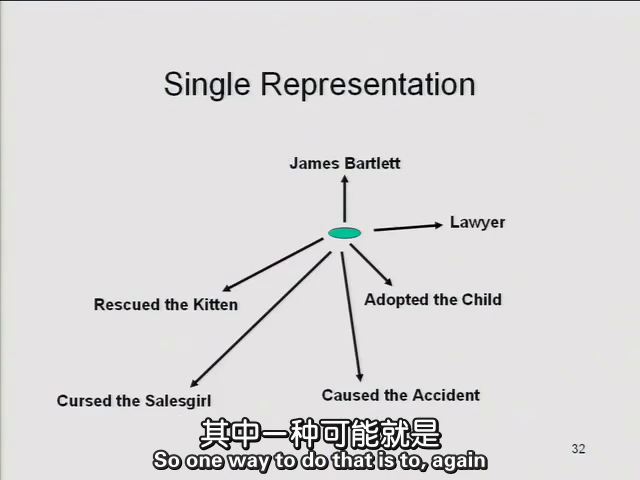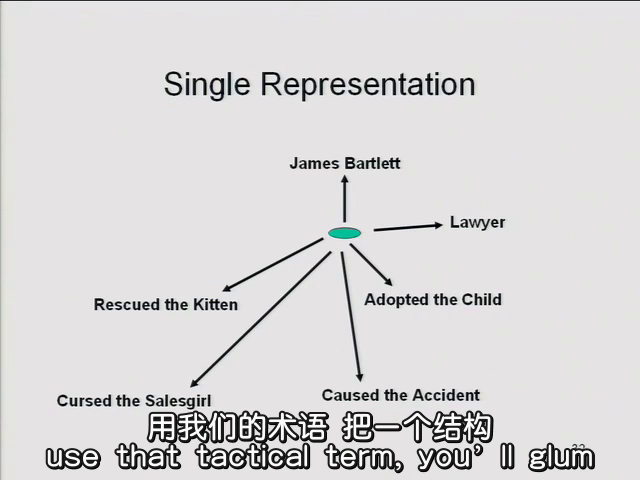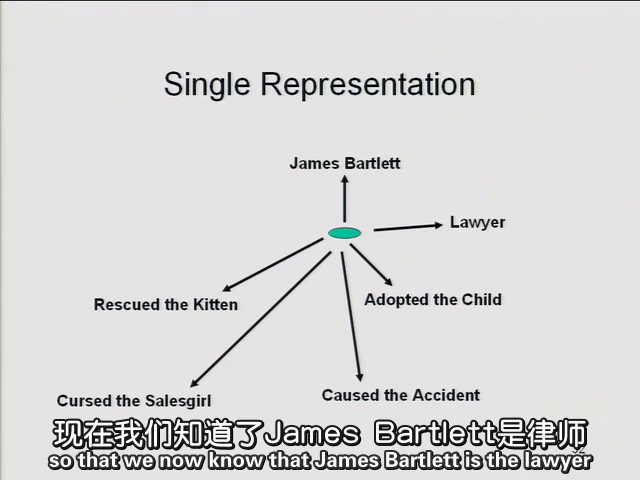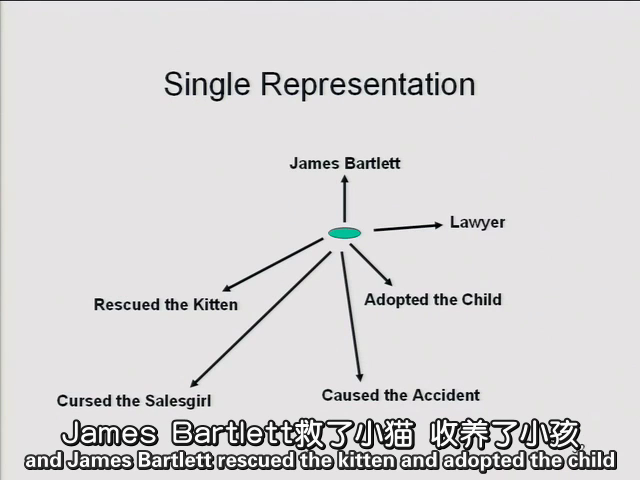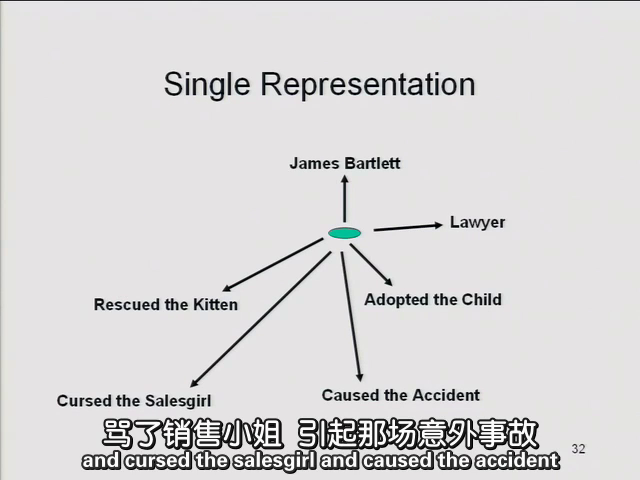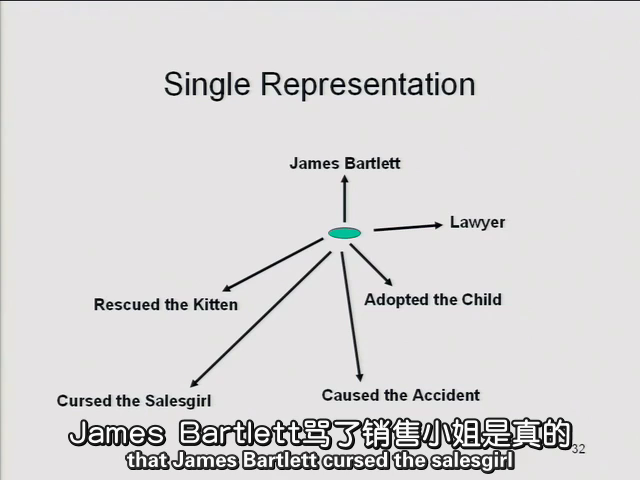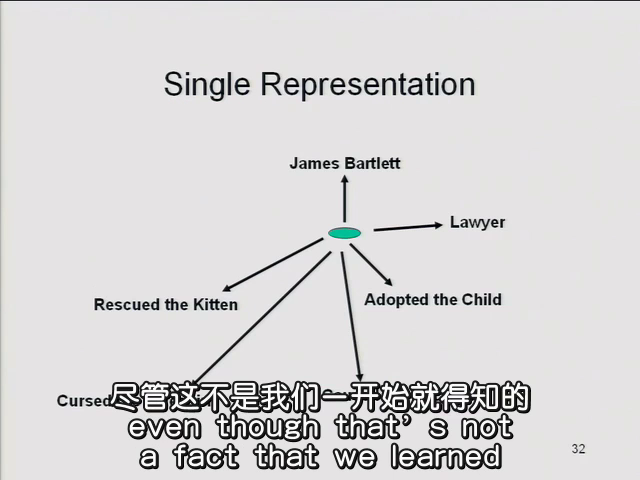We have to put these representations together somehow. One way to do that is to, again, use that technical term, glom the one representation on top of the other, so that we now know that James Bartlett is the lawyer, and James Bartlett rescued the kitten and adopted the child and cursed the salesgirl and caused the accident. That would allow us to verify that it is true that James Bartlett cursed the salesgirl, even though that's not a fact that we learned.